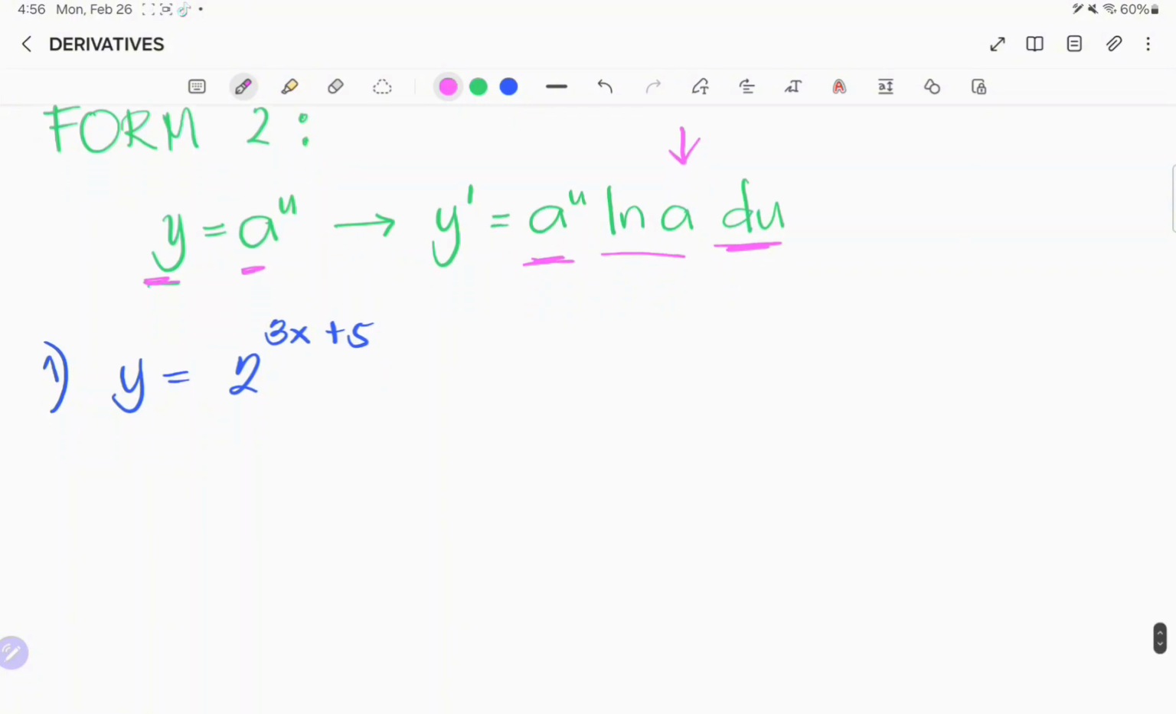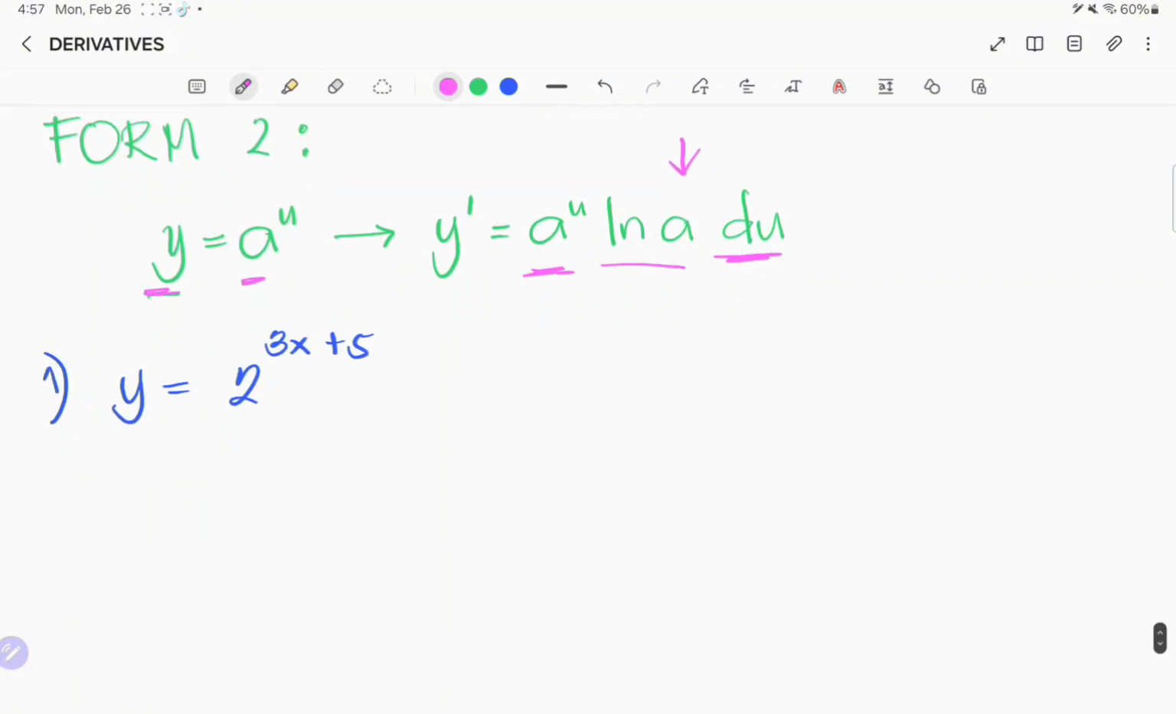Now let's have an example. The first example is y equal to 2 raised to 3x plus 5. So 3x plus 5 is a linear function, and that is the exponent of the base 2. Now in order to derive that, we have y become y prime. We have to copy the given function, that's 2 raised to 3x plus 5. And then you have to take ln a, or ln of the given base, so we have ln 2. At the same time, we have to multiply the derivative of u.